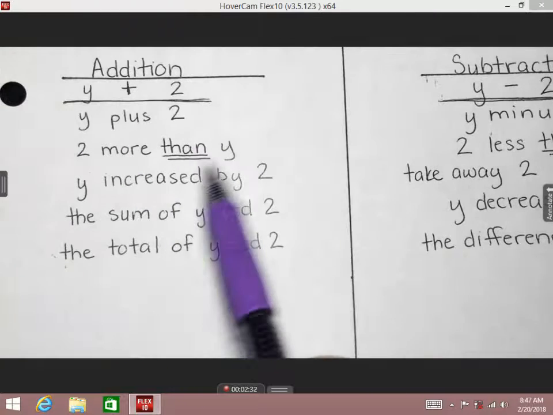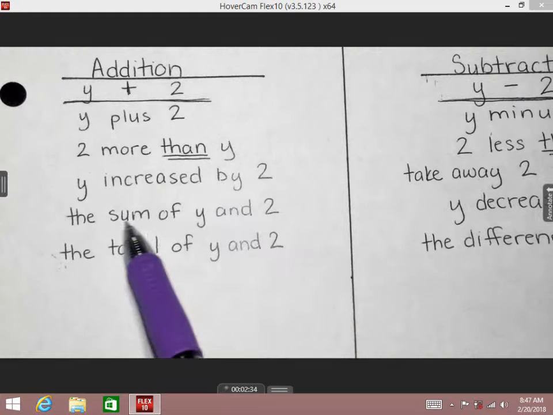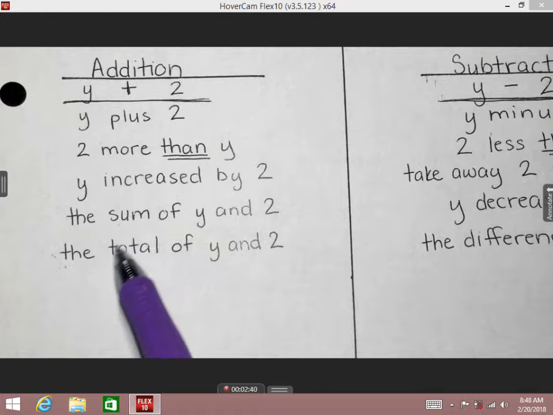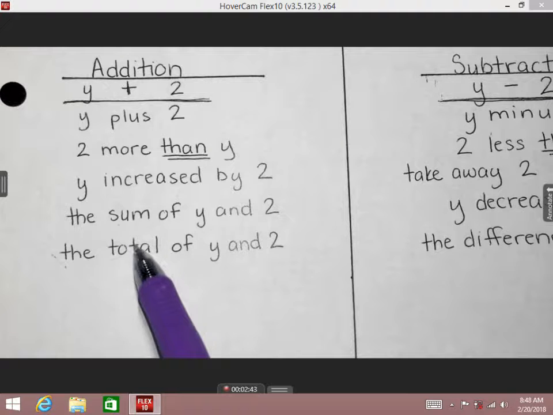Increased by, we know that means addition. Sum, please don't forget those key words: sum, difference, product, quotient. Sum means we're adding, and total means we're adding.